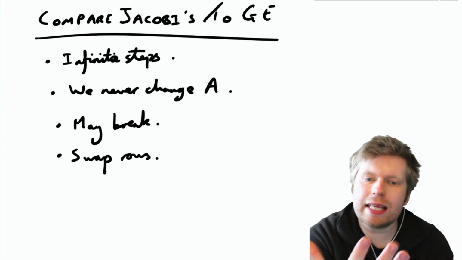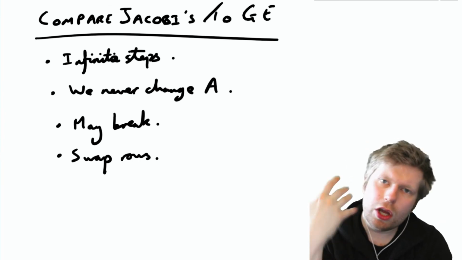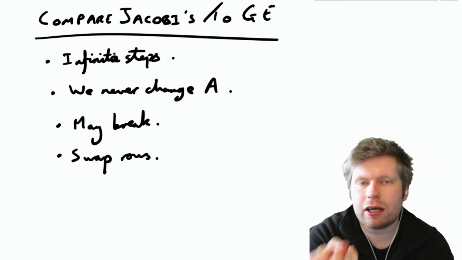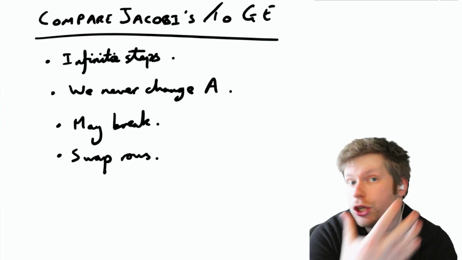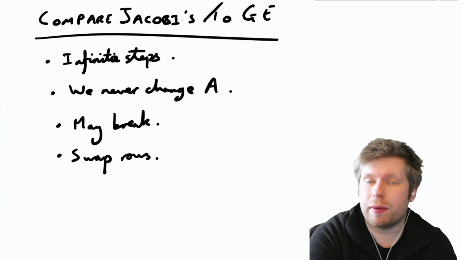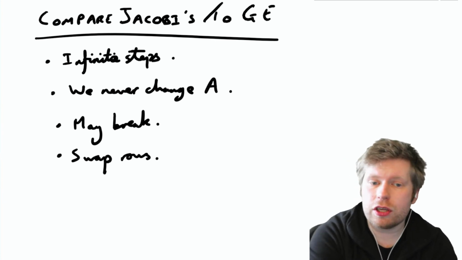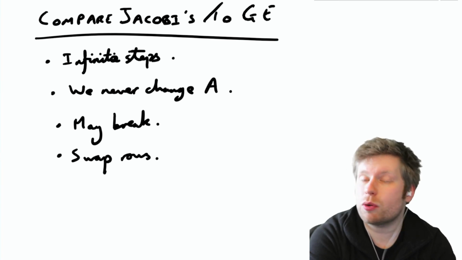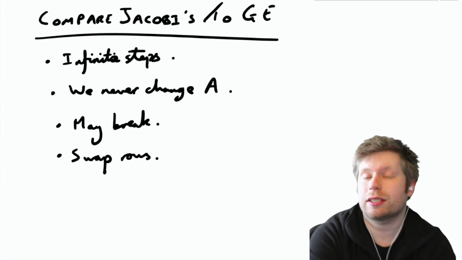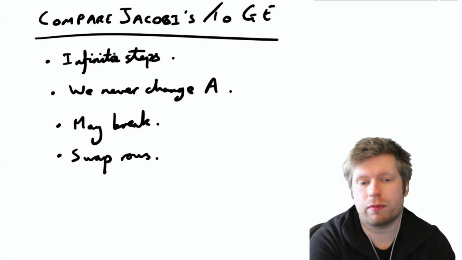If you're comparing Jacobi's to Gaussian elimination, you've got to be aware Jacobi's method may include an infinite number of steps. In other words, you need to choose what degree of accuracy you want, because there may be an infinite number of steps that you can carry this on for. One of the advantages of Jacobi's method over Gaussian elimination is that we never have to change the coefficient matrix. In other words, we don't have to worry about re-updating the way in which we're storing our coefficient matrix.